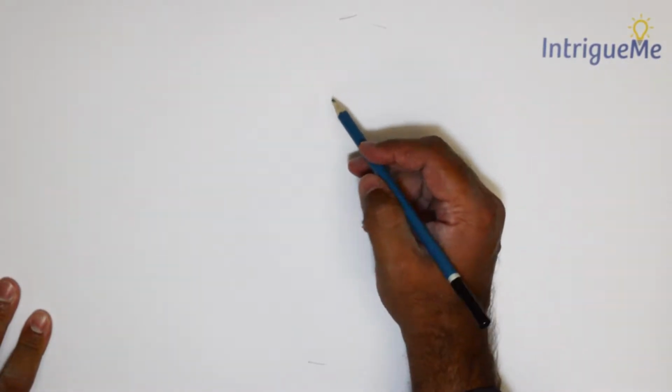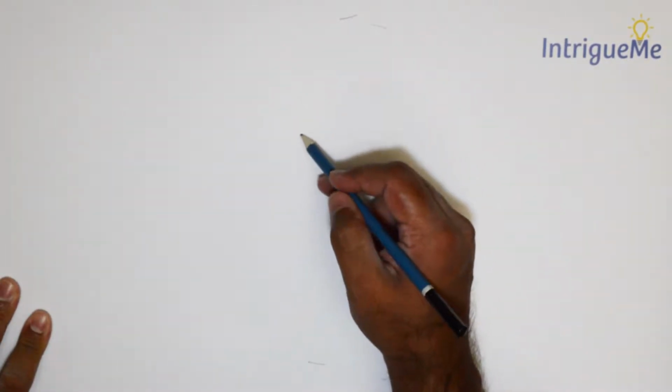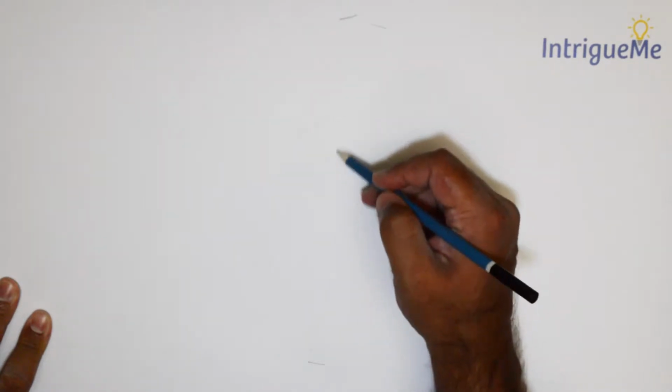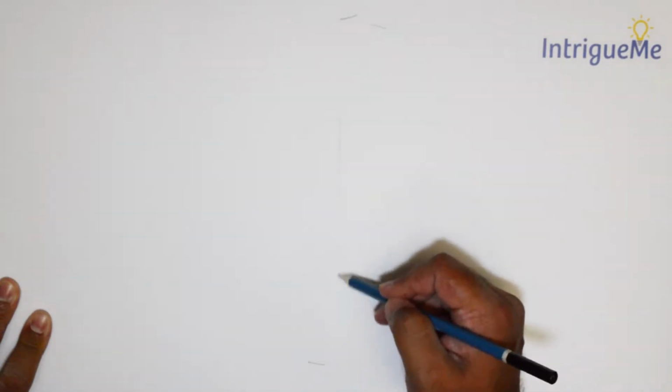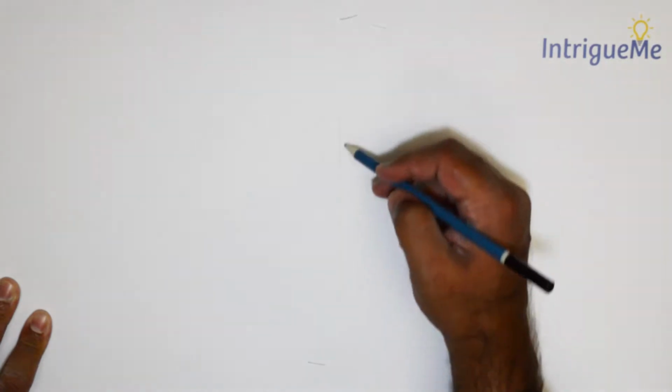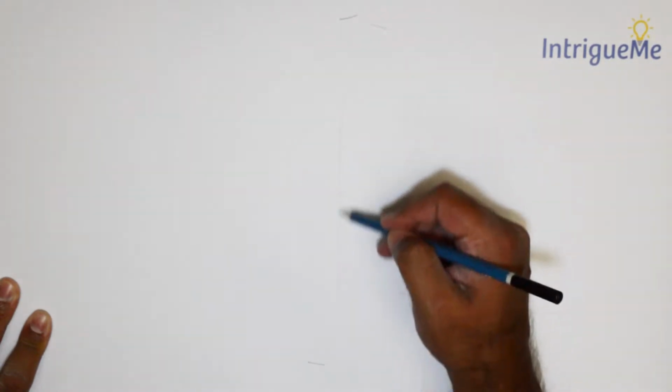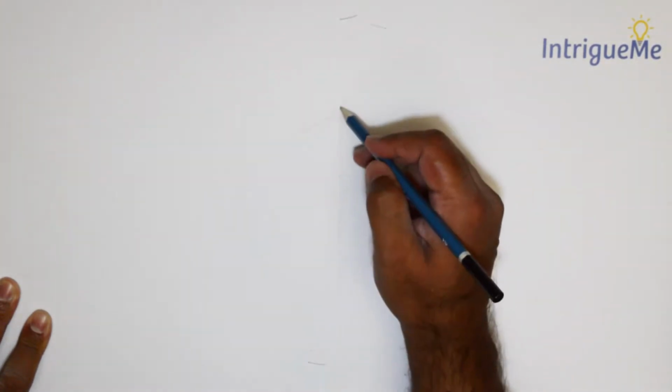Today we're going to do a quick sketch of Pennywise the clown from the famous It movies. So if you have your pencils all set, we're going to put a vertical line to begin.